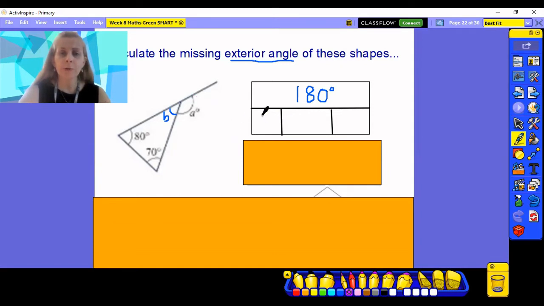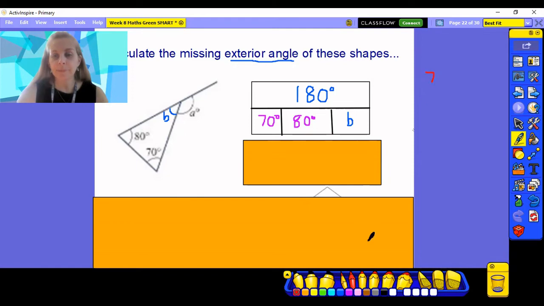So if we've got here, we've got our 70 degrees that we already know, and we also know that there are 80 degrees known to us, and we are missing our information about this angle here. So like we have done before, we will need to work that out. Firstly, we will need to put these two totals together. So if we have our 70 plus our 80, we can then know how much we're going to be taking off our total to find out what is left.